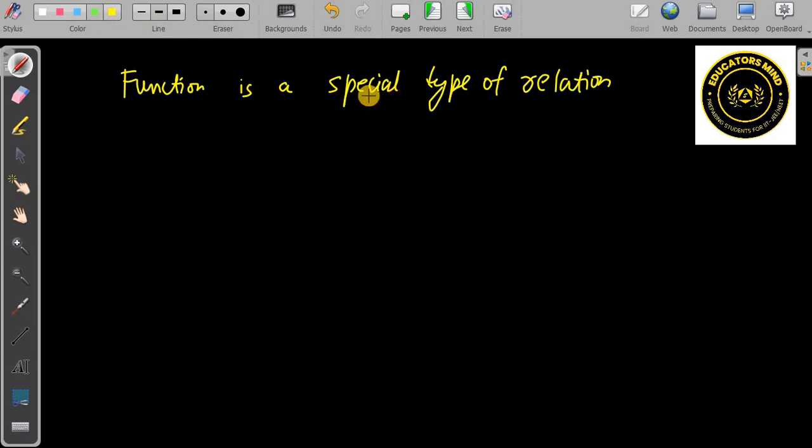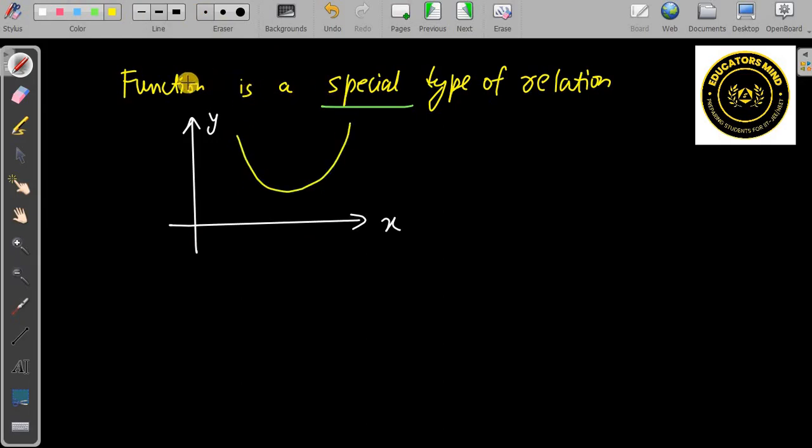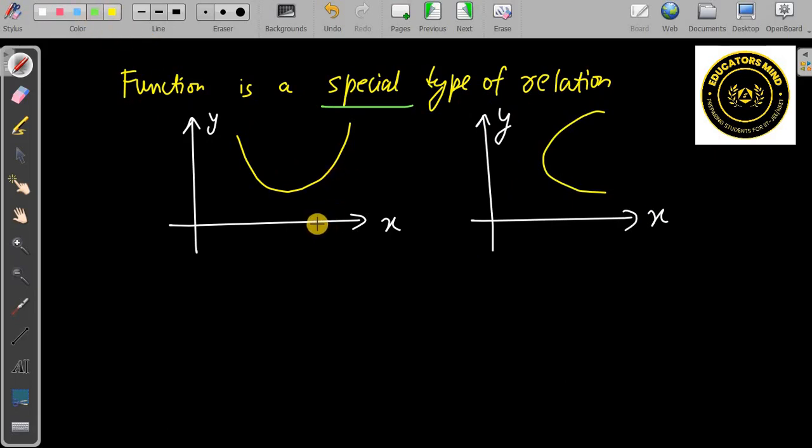Okay, what is special type? That I will explain here by graph. So suppose I draw the xy graph, and let's say the function is like this, and one relation is like this. Both are parabola, kind of parabola you can take. Now one of these graphs is a function, the other is not a function. How? So we say that it's a vertical line test.